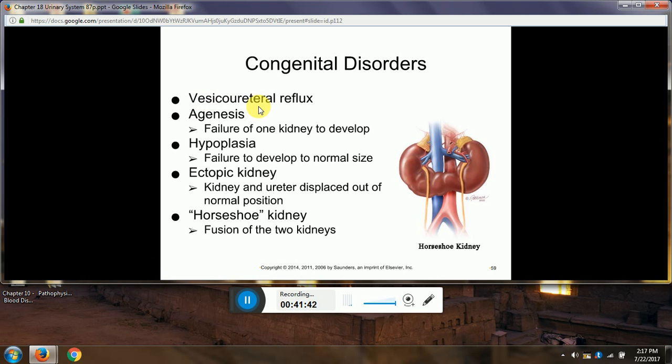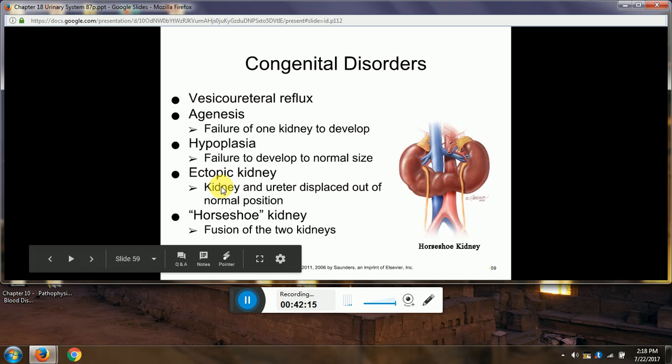Another congenital disorder is agenesis, which means the failure of one kidney to develop. So an individual survives with one kidney, which is a survivable condition, by the way, unless anything goes wrong with that one kidney. Actually, an individual can live with a quarter of a kidney. So we have lots of reserve. Hypoplasia is the failure to develop to normal size, so the person has their kidneys, but they're hypoplastic. An ectopic kidney is a kidney that is not in its normal position.